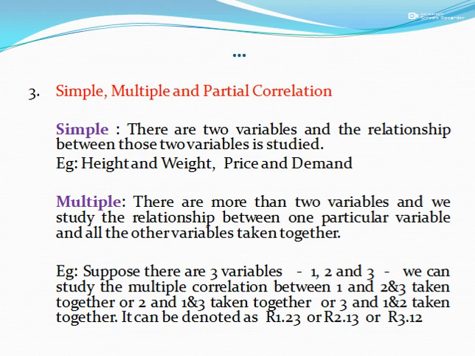In a correlation analysis, if there are only two variables and we study the relationship between those two variables, it is called simple correlation. For example, height and weight. Similarly, price and demand. The relationship between height and weight is a simple correlation. Similarly, price and demand is simple correlation, because in these two cases there are only two variables and we study the relationship between these two variables. Okay, this is simple correlation.